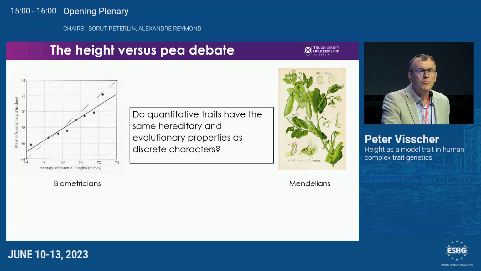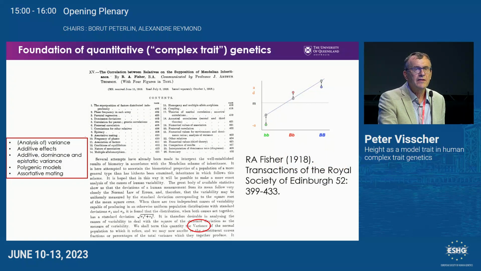In 1900, Mendel's laws were rediscovered, and there was a fierce debate in the literature whether quantitative traits like height had the same hereditary and evolutionary properties as the traits that Mendel studied in his peas. And it wasn't until 1918 that a now famous paper from R.A. Fisher reconciled these two different views of complex traits. And this is really a paper that's the foundation of quantitative or complex trait genetics.